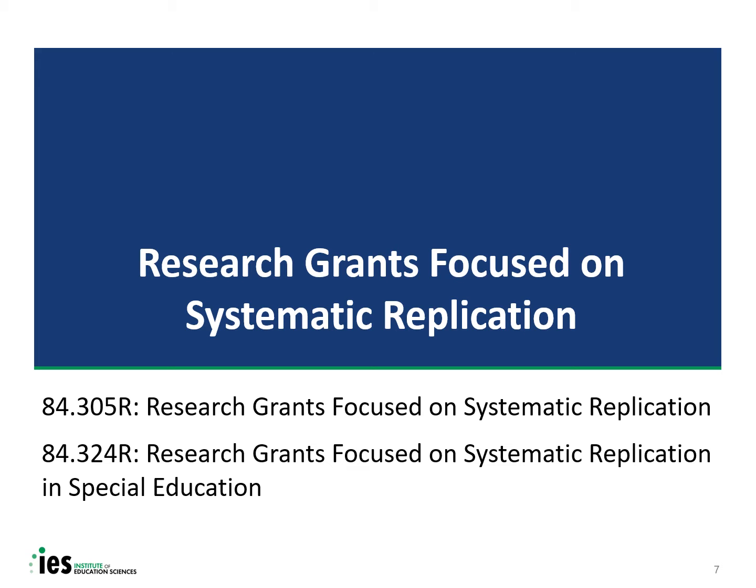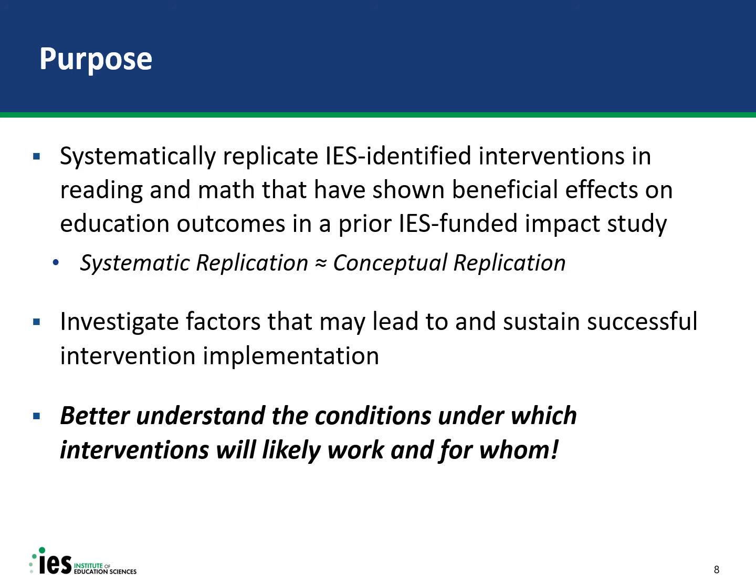With the objectives of IES grant programs in mind, IES is introducing a new grant competition for FY 2020. Instead of including replications under the Education Research or Special Education Research grant programs as we have in the past, IES is initiating a more targeted strategy to supporting replications by creating the research grants focused on systematic replication competition. Please note that there are 2 RFAs, one under NCER with CFDA number 84.305R and the other under NCSER with CFDA number 84.324R.